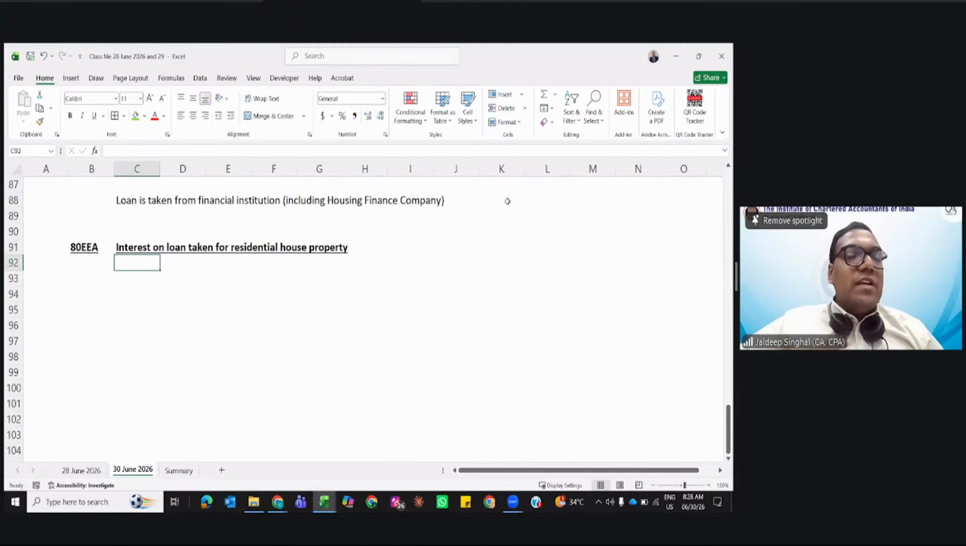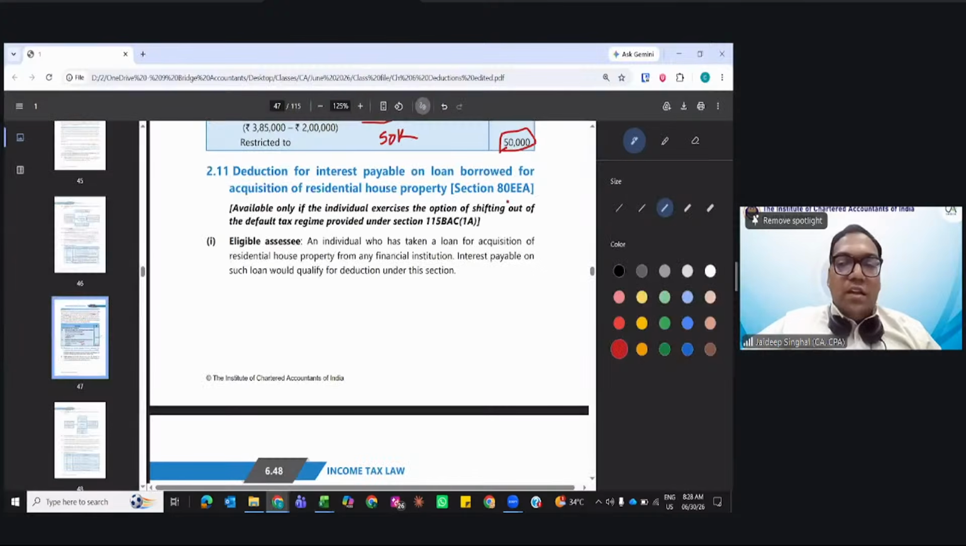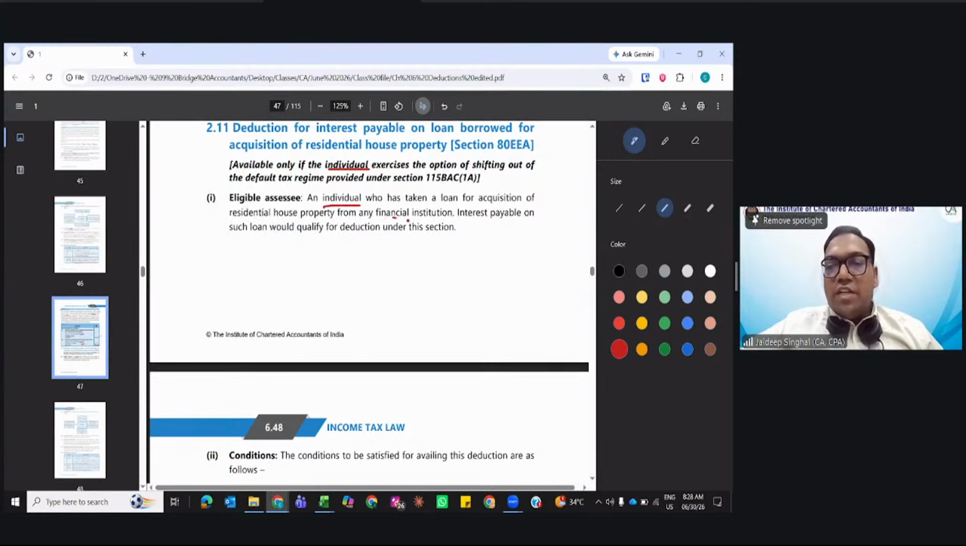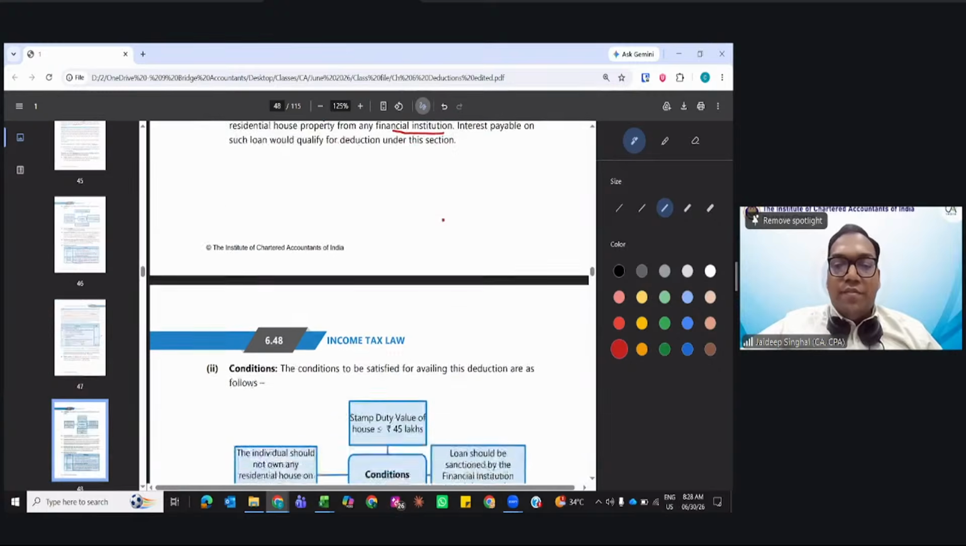There, only previous year 16-17 was covered, right? Now it will be for further financial years. Again, the logic is the same. It is for the individual, right? You have taken a loan from a financial institution, and the interest payable on the loan will qualify.